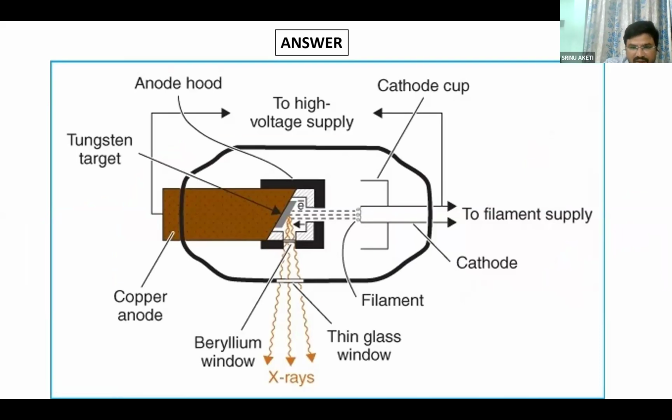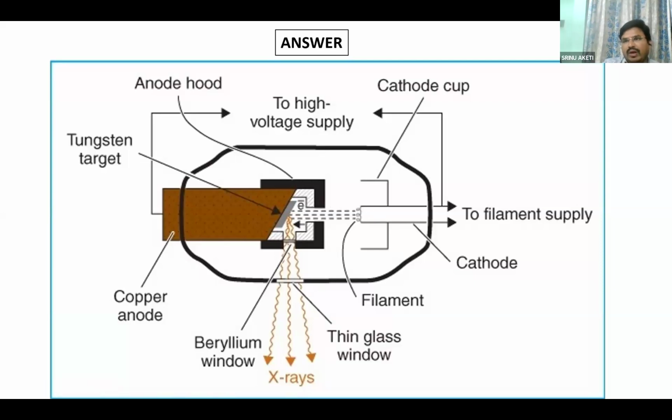So when current passes through this filament, because of high resistance, the electrical energy is converted into heat energy and heats the filament. So it will boil up, and the electrons will come out from the filament. These electrons will travel towards the anode because the anode has a positive charge. And to gain energy, we apply some voltage, called tube voltage, between the anode and the cathode. We apply a potential difference.